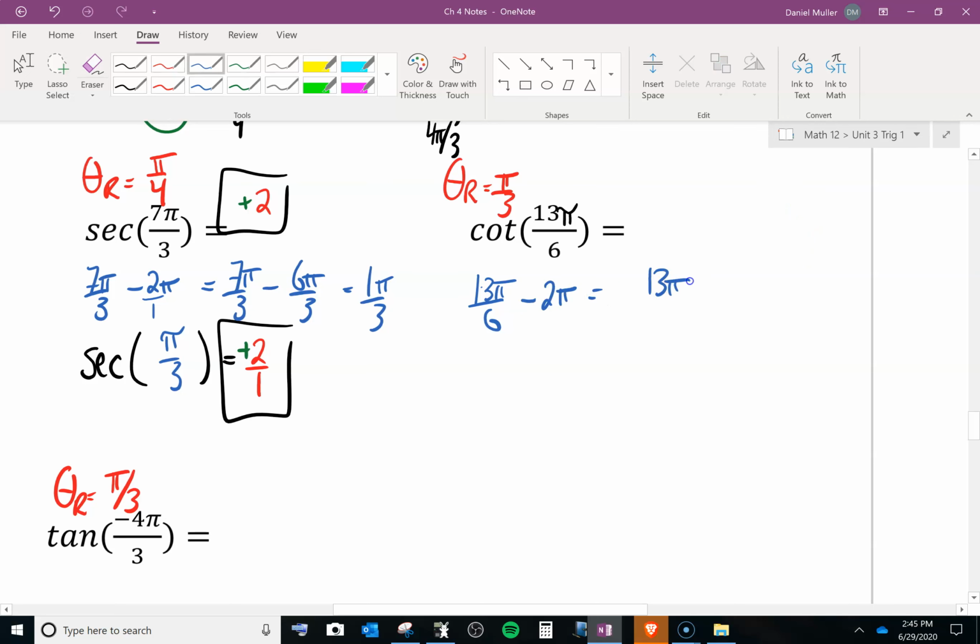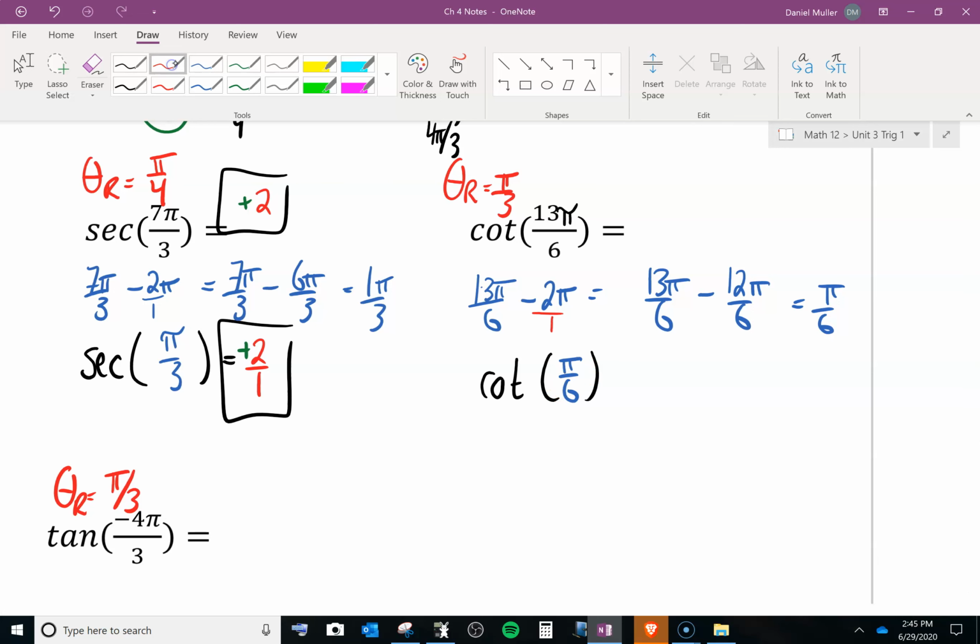So I got 13 pi over 6 minus 2 pi. Now 2 pi is going to be, with a common denominator, 12 pi over 6. Right, because I get a common denominator, times 6, times 6. And it leaves me with pi over 6. So really what I'm finding is cotangent of pi over 6. That's what I'm really finding. Now, pi over 6 is right on my chart, so I can look at pi over 6. That's my reference angle. And it's actually on the chart. I don't even need a reference angle. I can write it here, but because it is pi over 6, it's just on the chart. I can just read it.